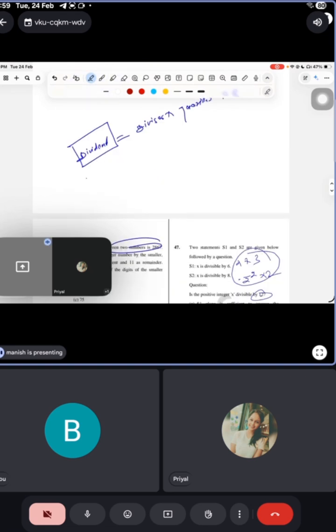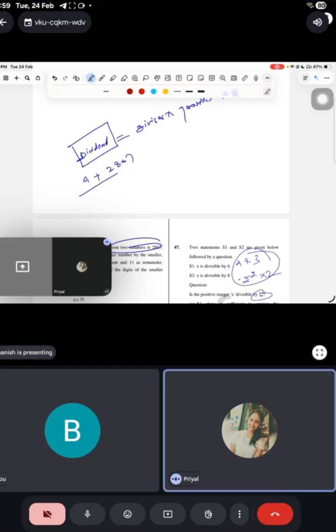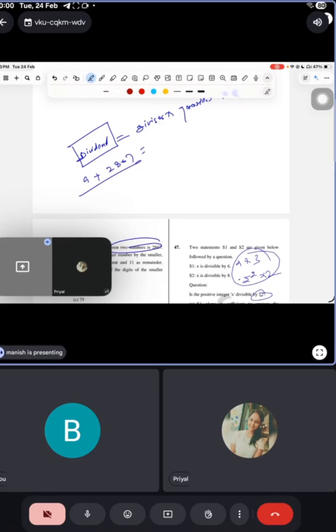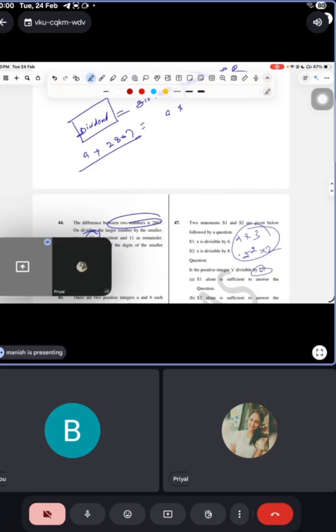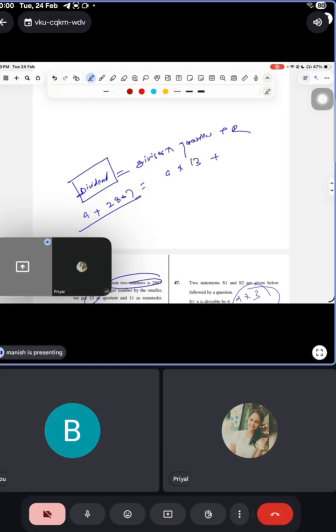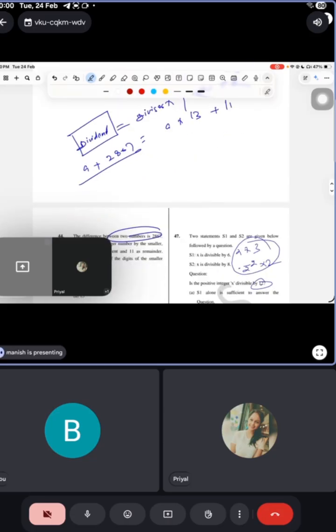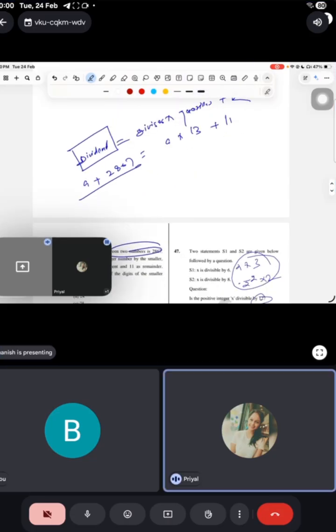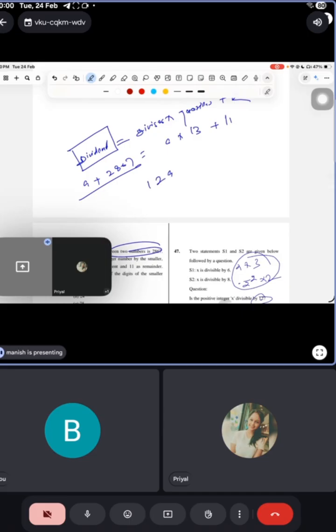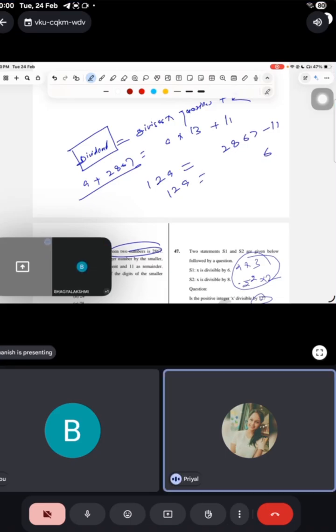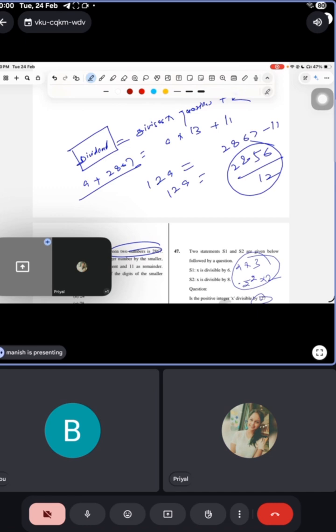So let's say the smaller number is A and the larger number is 2867. Then the divisor is A, the quotient is given as 13, and the remainder is given as 11. Now solve it. So 13A plus 11, so we will keep 12A equal to 2867. So if you solve it, guys, you will get how much?